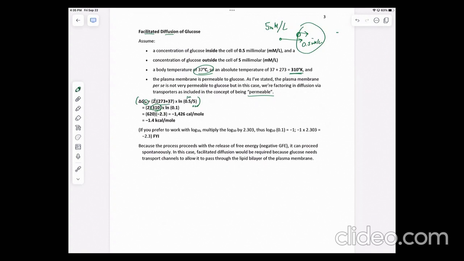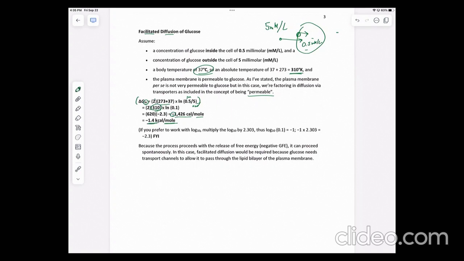So in right there, that's going to be 0.05. Out is going to be 5. Run the calculations, and lo and behold, you get minus 1426 calories per mole. Again, we knew it was going to be negative because we have a nice, lovely concentration gradient out to in. Rounding the value here, so we're really talking about minus 1.4 kilocalories per mole. So for every mole of glucose that diffuses down this concentration gradient into the cell, it's going to be releasing that amount of energy.